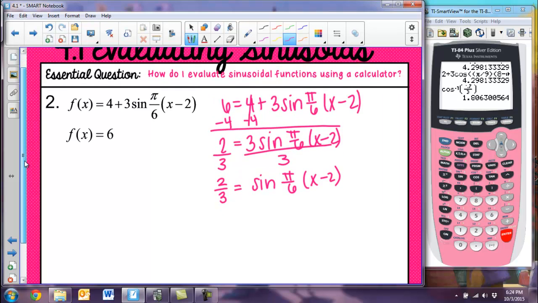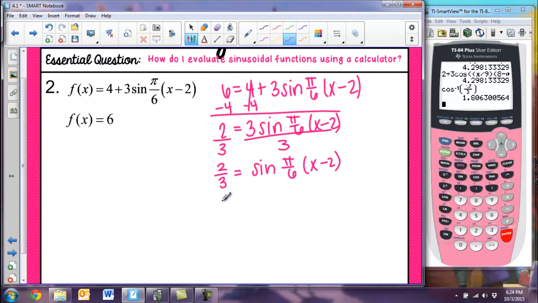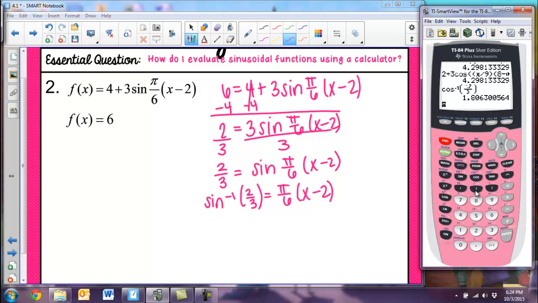And now I'm going to take the inverse of both sides, so that way I can figure out what that number is and get the sine by itself. So I'm going to have the inverse sine of that value equals pi over 6 times x minus 2. So that's pretty much the more straightforward part. That is the algebra part that shouldn't be too bad. So if I go ahead and figure out in my calculator what the inverse sine of 2/3 is, I would get that lovely number.